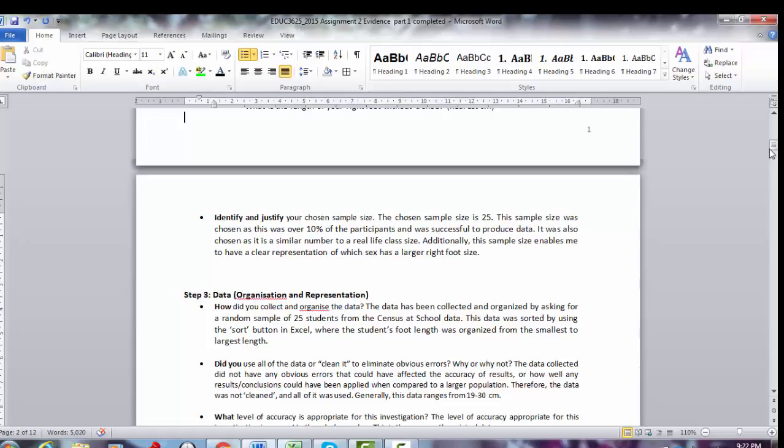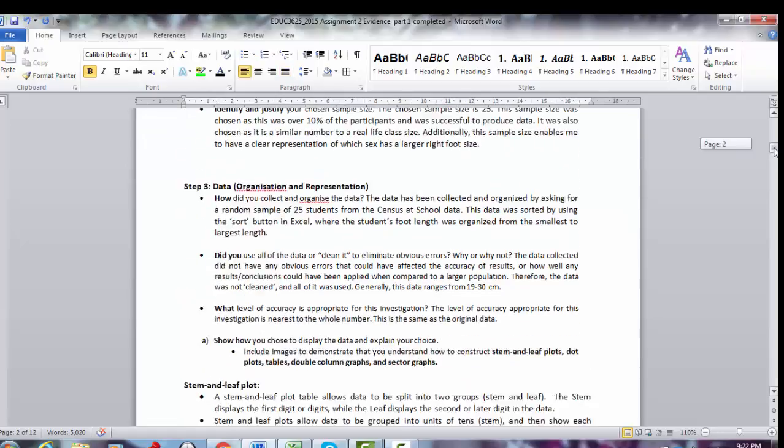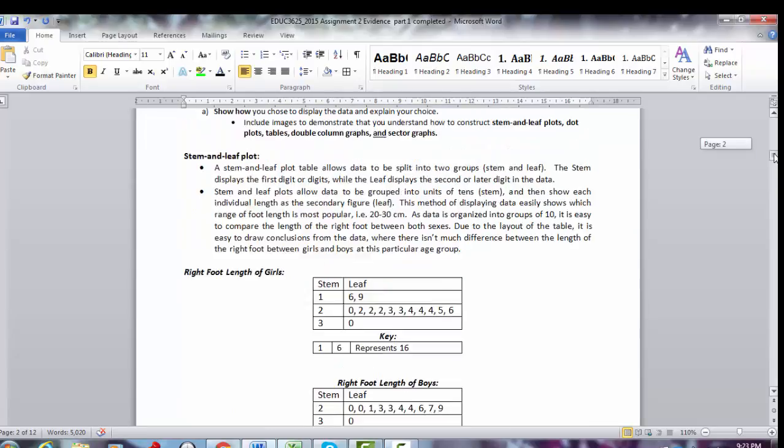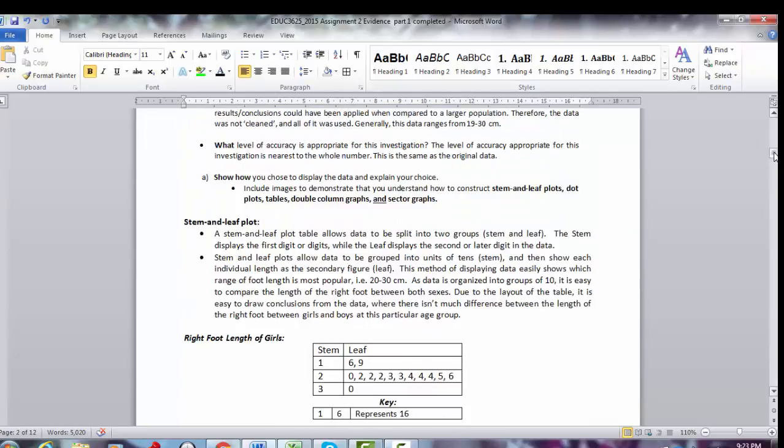So I've created the stem and leaf plots. This method of displaying data easily shows which range of foot length is most popular, i.e. between 20 and 30 centimetres. As data is organised into groups of 10, it is easy to compare the length of the right foot between both sexes. Due to the layout of the table, it is easy to draw conclusions from the data, where there isn't much difference between the length of the right foot between the girls and boys at this particular age group.